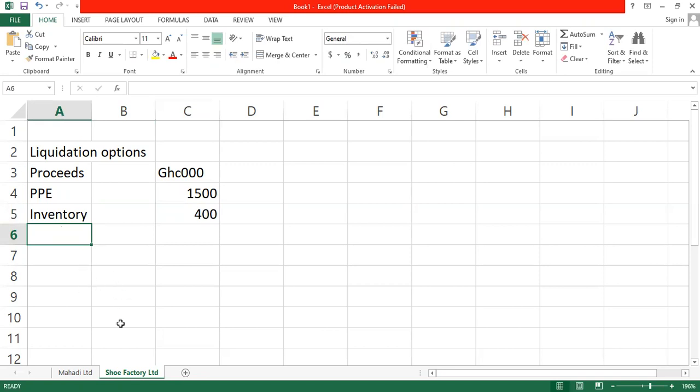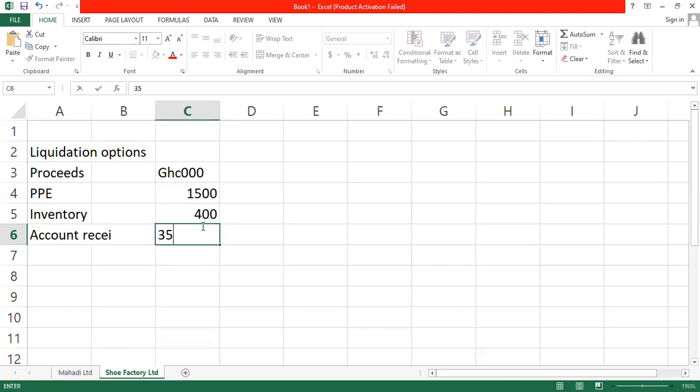Which one again? Accounts receivables. How much? 350. So what will be the total proceeds? 2,250. So with this one, then you make the distribution now. We read the question and look at the order in which the distribution will be made.